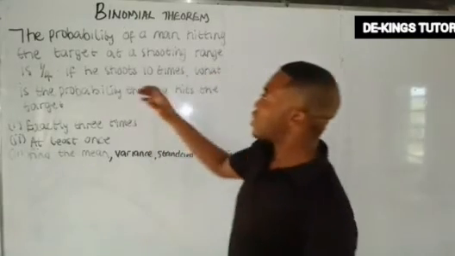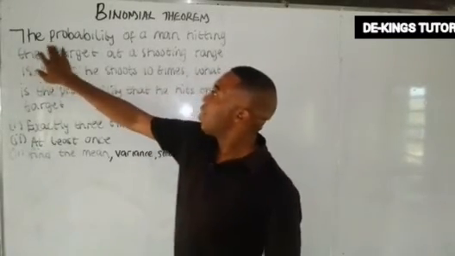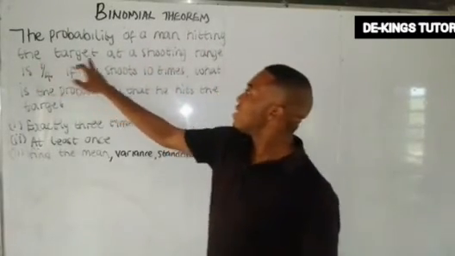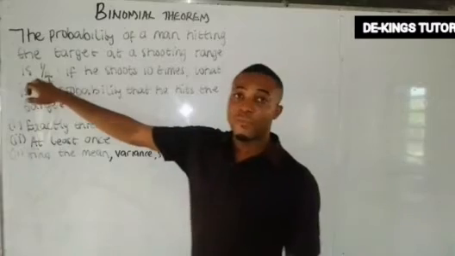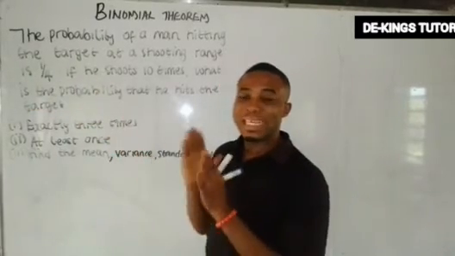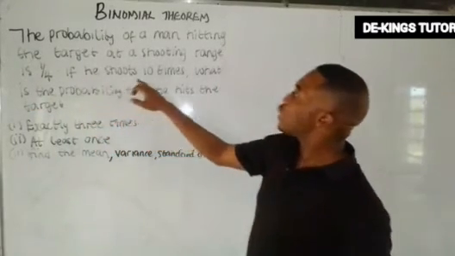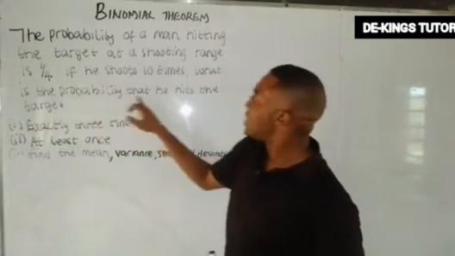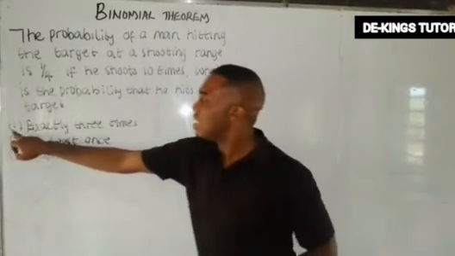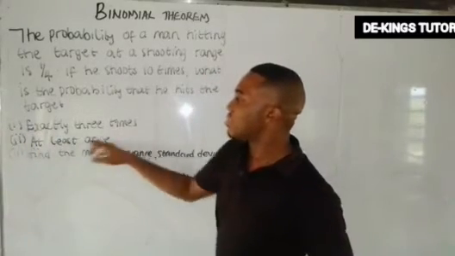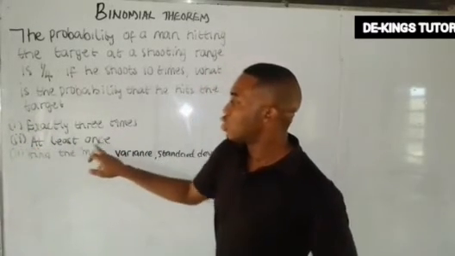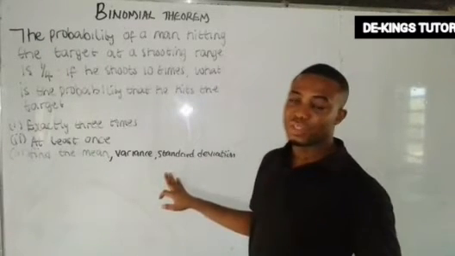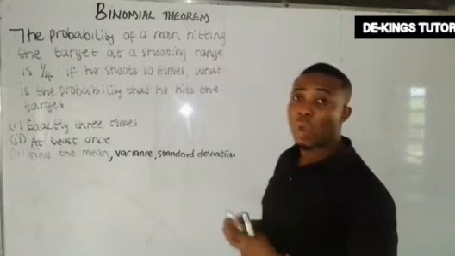Okay, let's see this question. It said the probability of a man hitting the target at a shooting range is 1/4. That is the probability of the man hitting the target. And it said if he shoots 10 times, what is the probability that he hits the target (i) exactly 3 times, (ii) at least once, (iii) find the mean, the variance, and the standard deviation. This question is very simple. So what do we do?